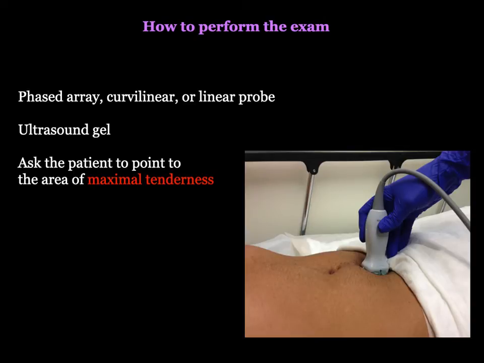You want to have a lot of ultrasound gel, and again, you can ask your patient to point to the area of maximal tenderness. So unlike small bowel obstructions, where patients may be very distended and have a hard time pointing to one particular area of pain, diverticulitis and appendicitis tend to cause one particular geographic area of pain which the patient can point to. And that's where you should start ultrasounding.